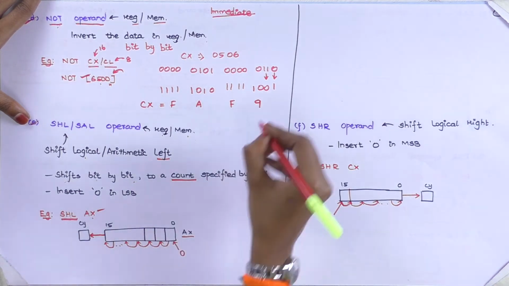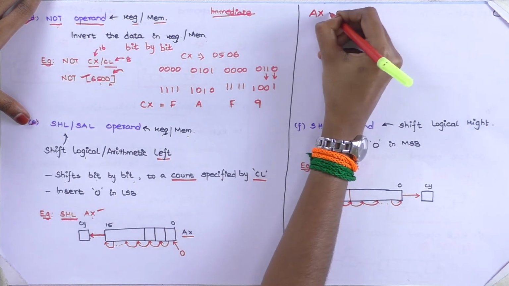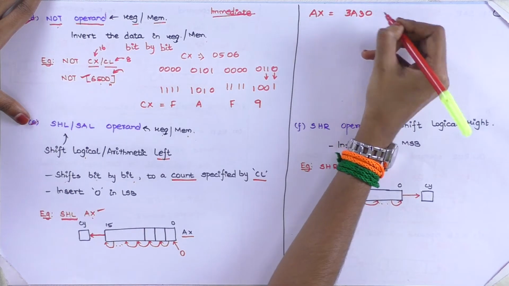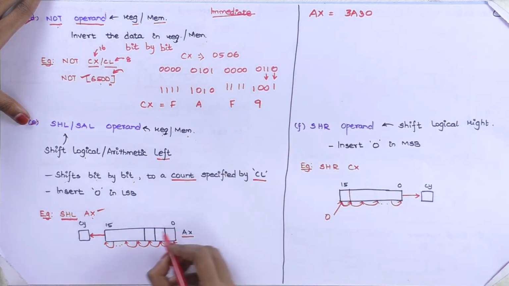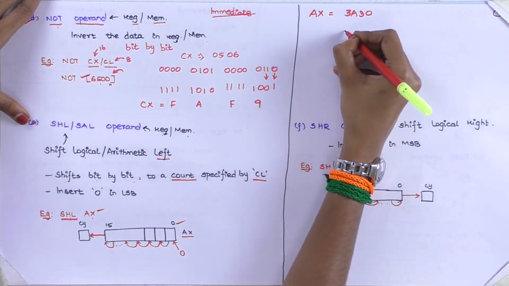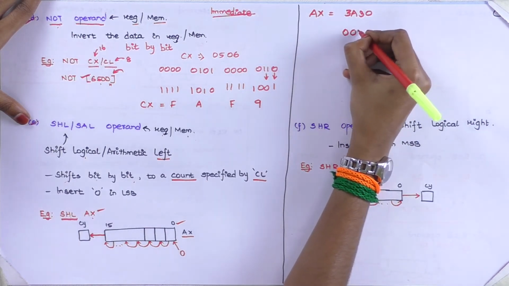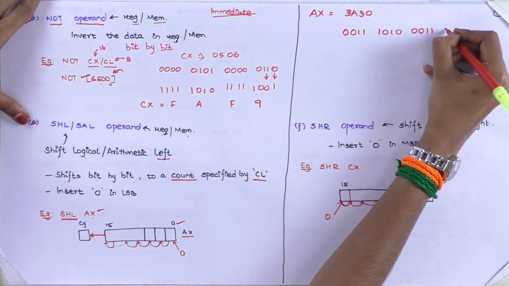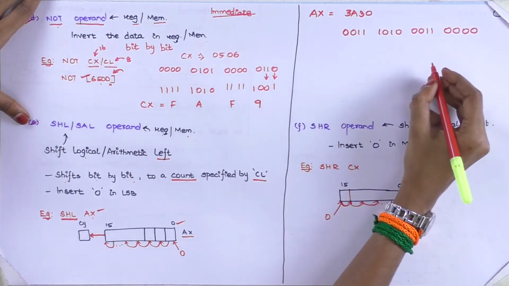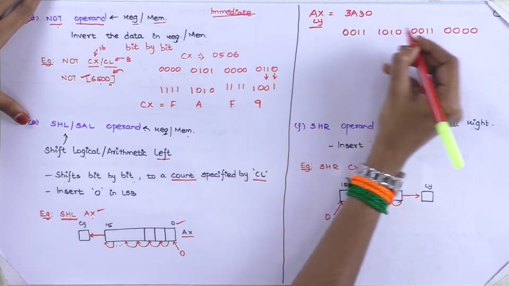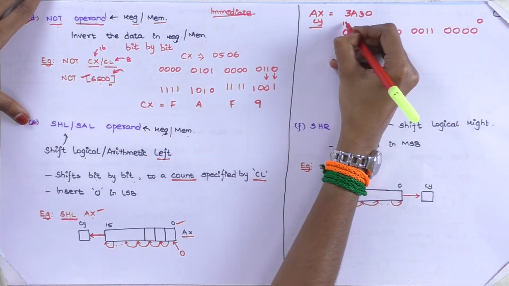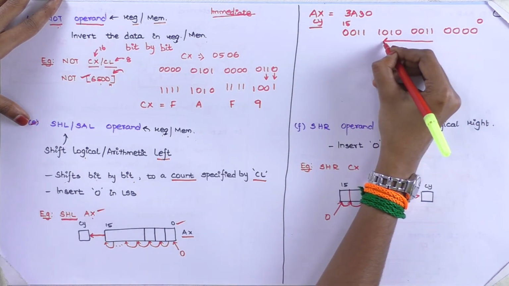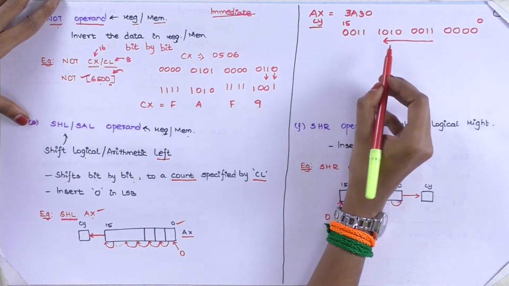I have taken an example. If I have a value 3A30, then we are supposed to write that in bits. So, 3A30 in binary. Assume here you have your carry. This is your least significant bit. This is your most significant bit. Now we are going to shift left. So, the logical shift you are going to perform.